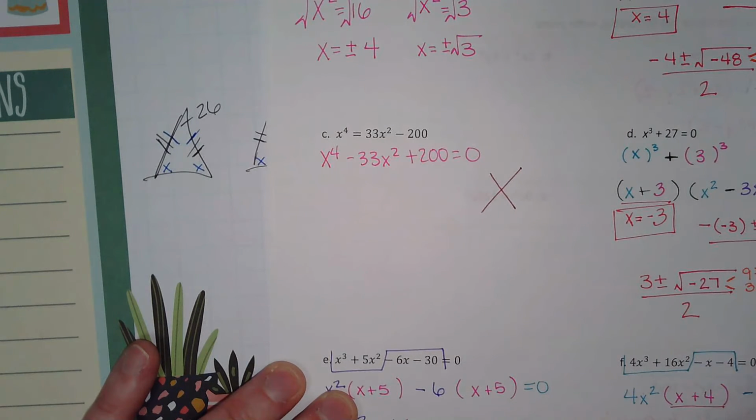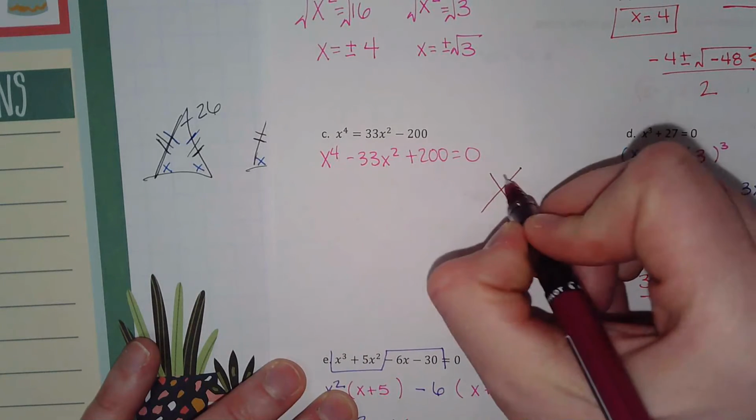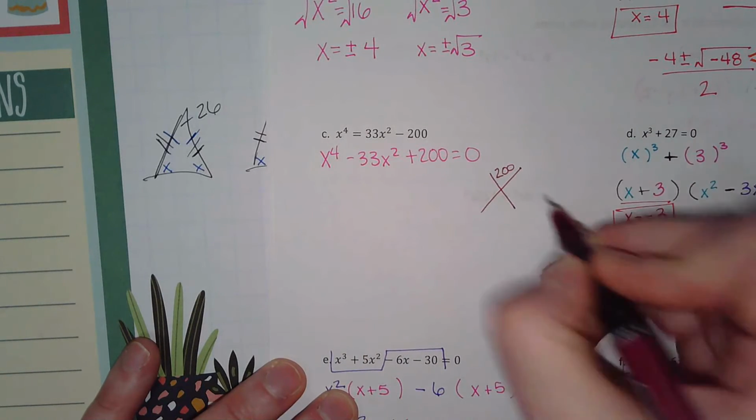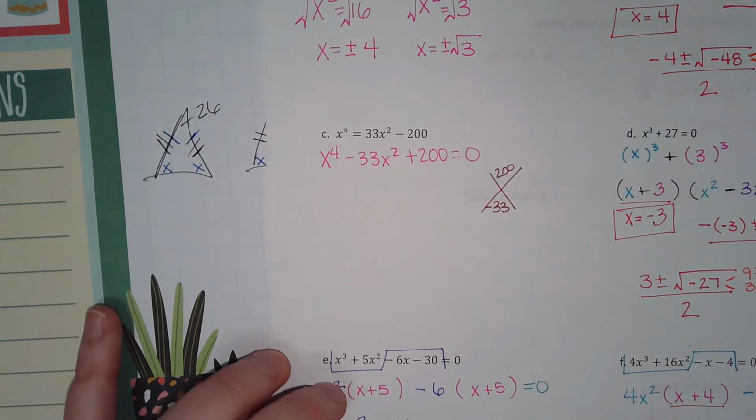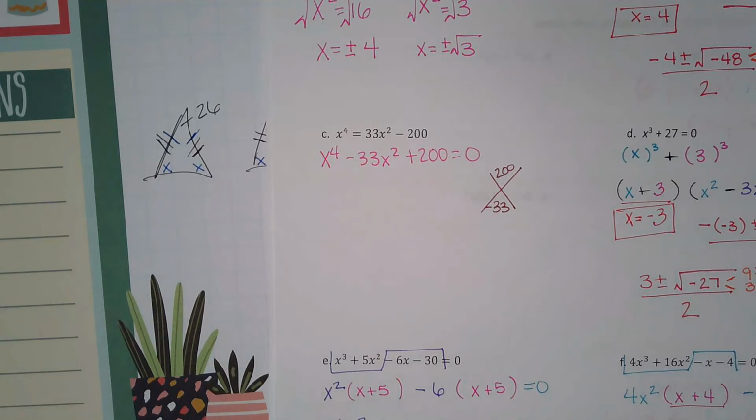X methods. So 1 times 200 is 200. Adds up to be a negative 33. I know my factors, and I know big numbers, and it's 25 and 8 because I worked with 25 and 8 earlier this morning, so I know it's 25 and 8.